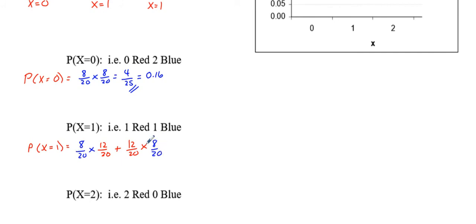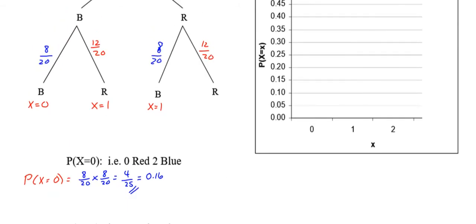So you can multiply and add all of these, or because they're the exact same thing, you can just do 8 over 20 times 12 over 20 and multiply it by 2. Either which way, in lowest terms, that gives you 12 over 25, which works out to 0.48.